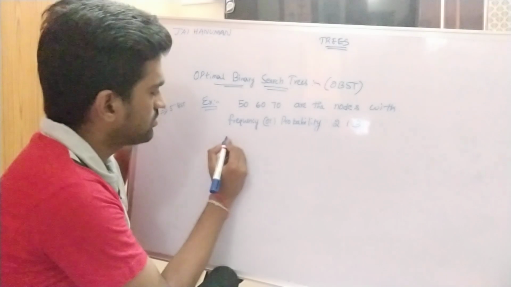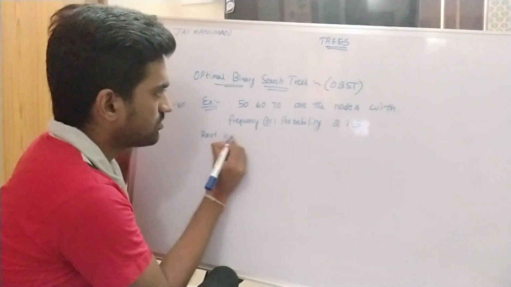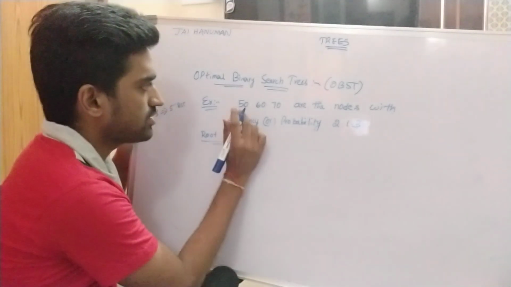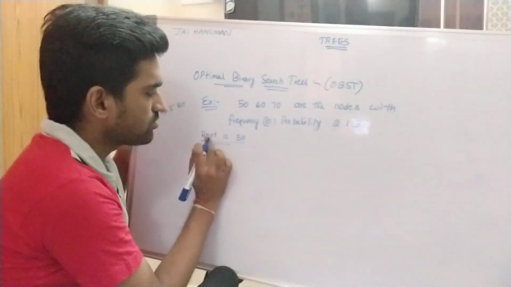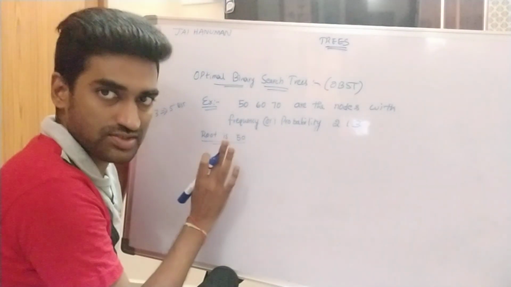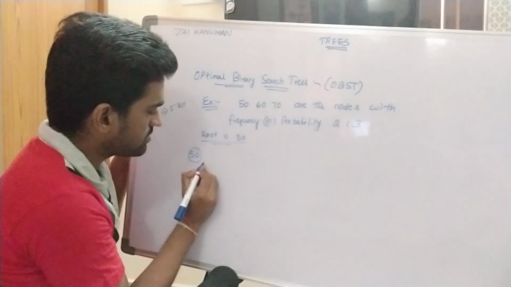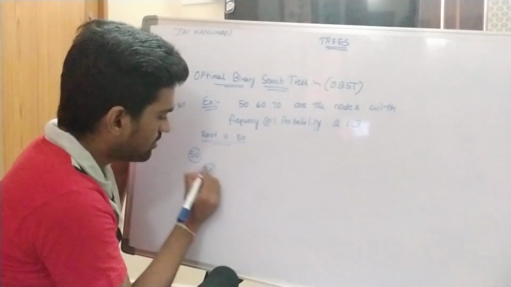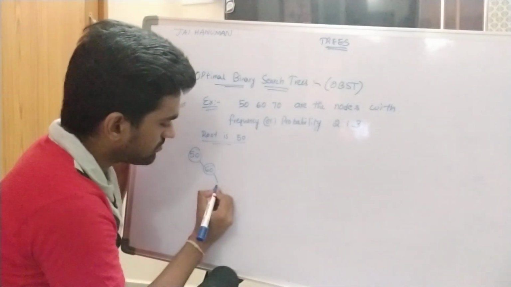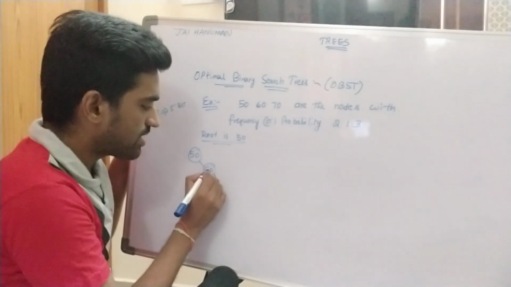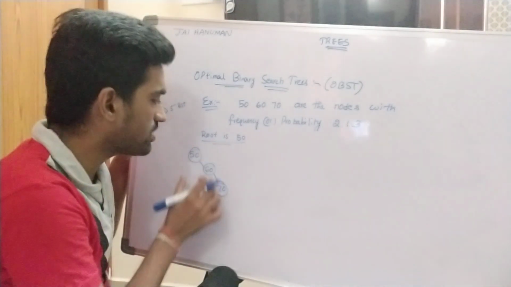Here 50, 60, 30. Suppose I am considering root is 50. So after 50, 2 elements are there, so obviously with root 50, 2 possible trees are generated, right? So here 50, then 60. 60 is greater than 50, so that's why we insert it to the right of 50. And then the next element is 70. 70 is greater than 50 as well as 60, so we can place it to the right of 60. So this is one possible binary search tree.